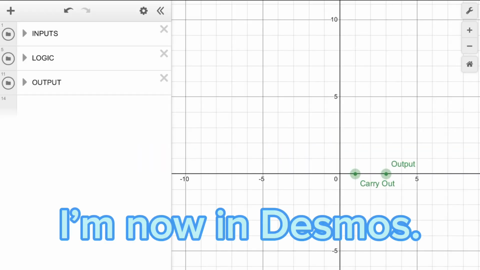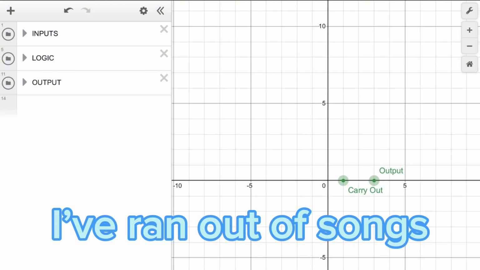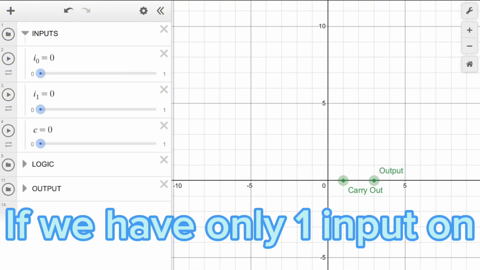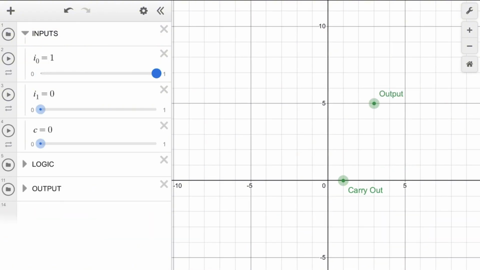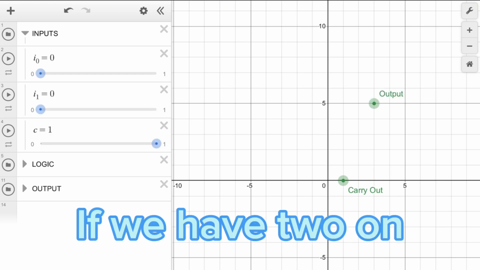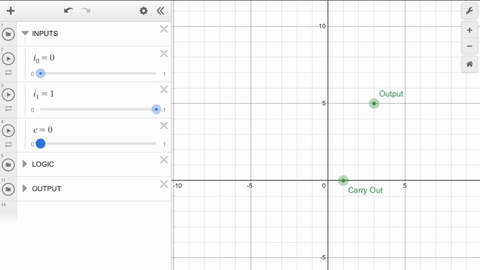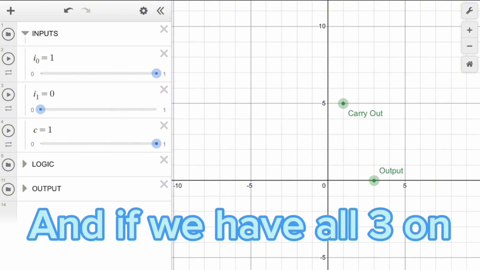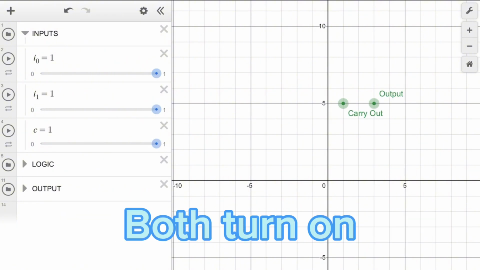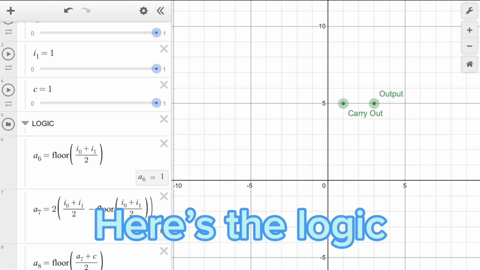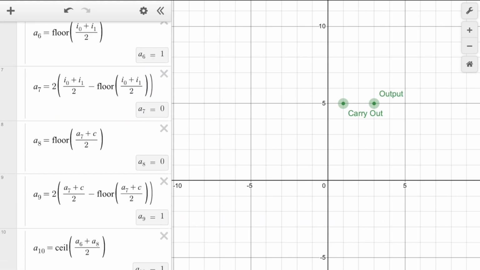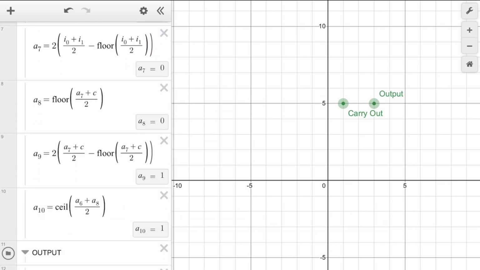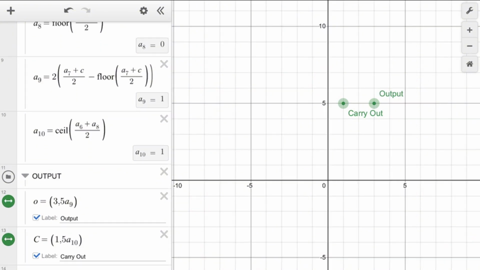I'm now in Desmos. I've ran out of songs. But anyways, if we have only one input on, only the output is on. If we have 2 on, only the carry is on. And if we have all 3 on, both turn on. Here's the logic and the output. So that's cool.